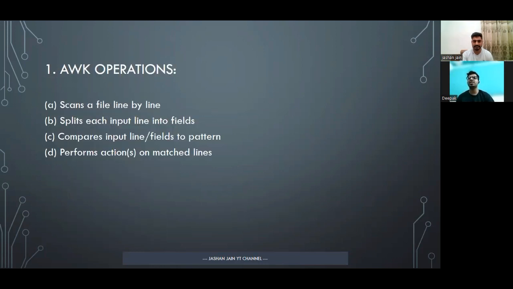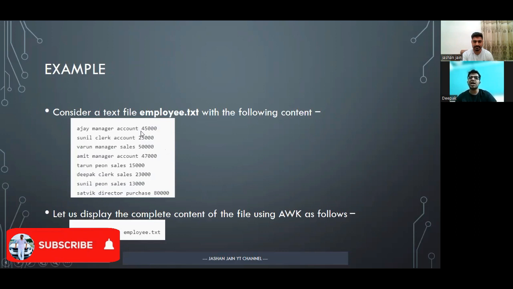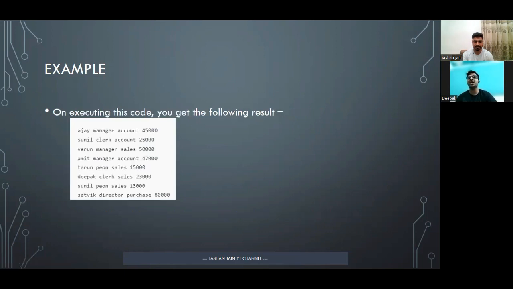It is very simple. Let's see one example. You will understand better. Okay, let's see. We have one text file, employee.txt, which has this content. It has the names of some employees: Ajay, Sunil, Varun, Amit, Tarun, and then we have all the positions, like this guy is a manager, and then his salary. Now we want to display the complete content. We can just do awk print employee.txt. We will get the whole content as output on our screen.